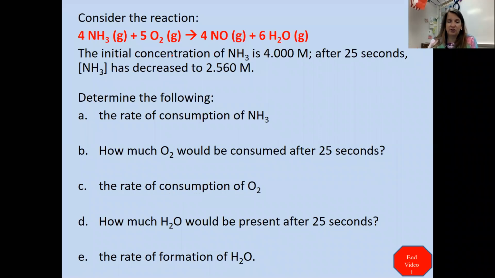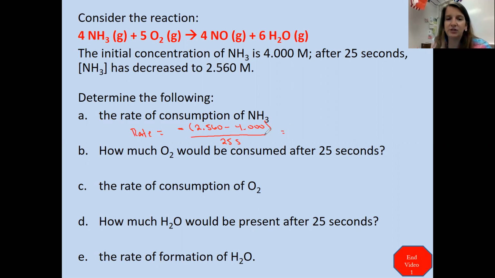So then let's look at this reaction. We've got ammonia plus oxygen yielding nitrogen monoxide and water. So it gives us the initial concentration of NH3, our time period, and a final concentration. So first off, we want to find the rate of consumption of the ammonia. So our rate is going to be equal to our change in concentration. And now because this is disappearing, we're going to put a negative sign here. We've got 2.560 minus 4.00, and then our time period is 25 seconds.